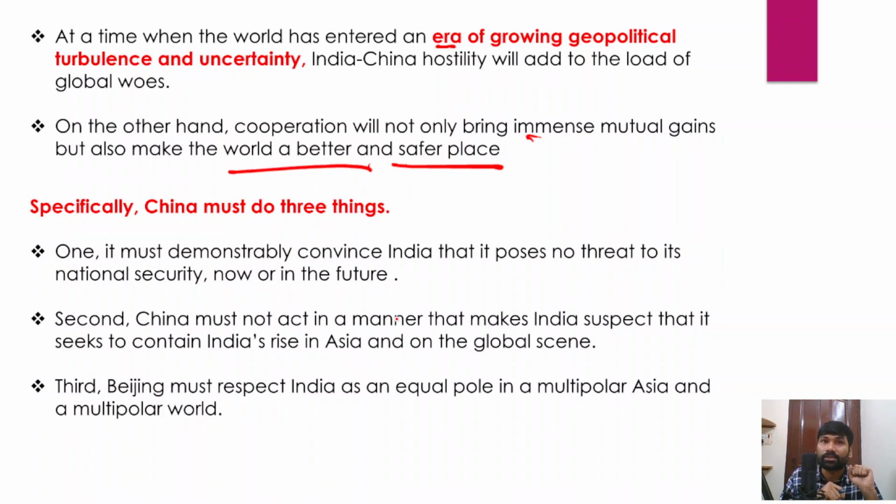of the main concerns. Now in this backdrop, what the author has been suggesting is that the first thing China can do to earn the trust of India is that it must demonstrably convince India that it poses no threat to its national security now or in the future. So China will never be a threat to India now or in the near future. That assurance China should give to India, and that is very important.